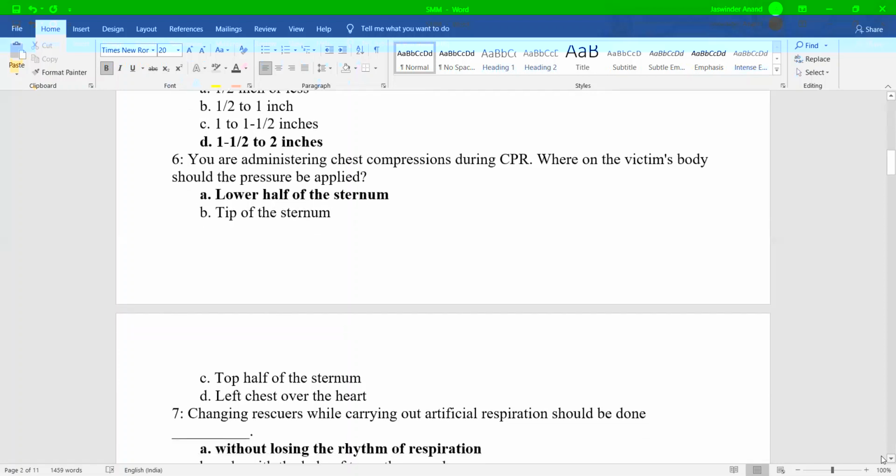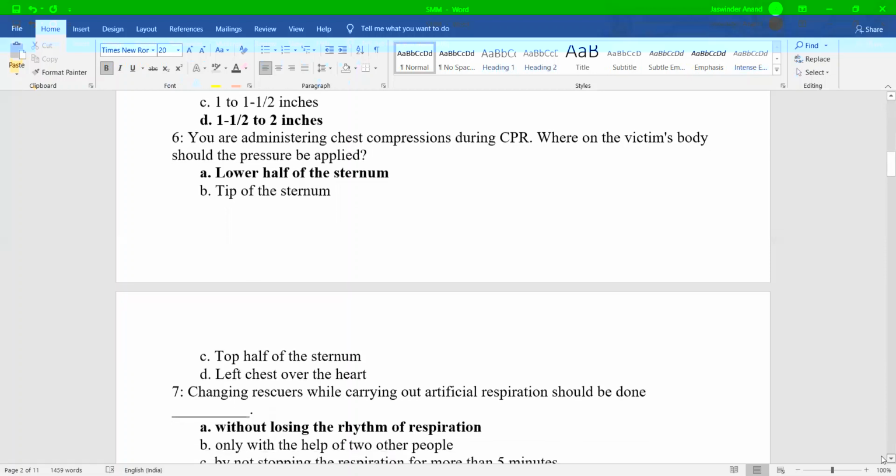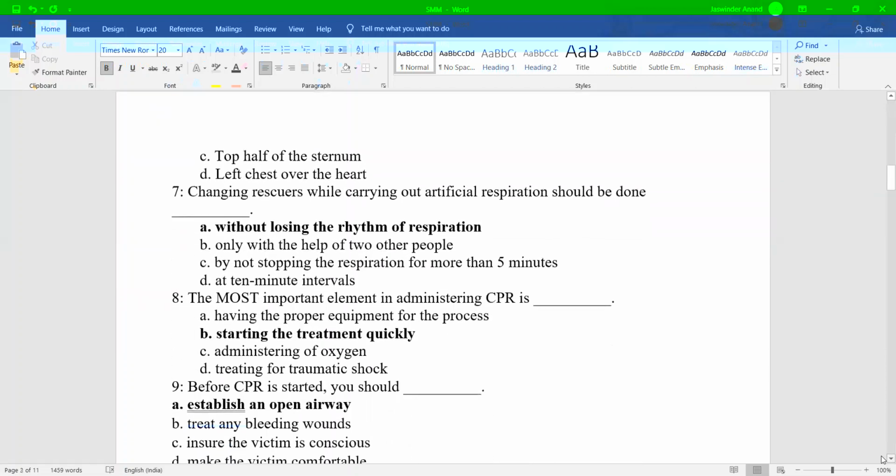Question number 6. You are administering chest compressions during CPR. Where on the victim's body should the pressure be applied? Well, the answer is A, lower half of the sternum. Question 7. Changing rescuers while carrying out artificial respiration should be done. Answer is without losing the rhythm of respiration.